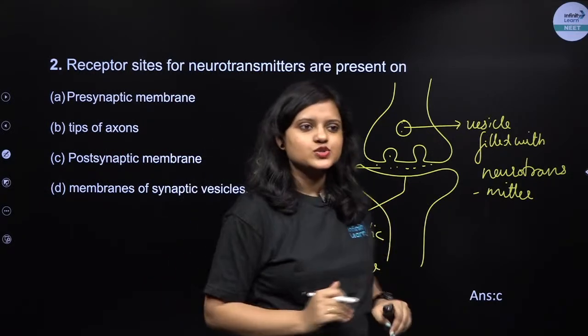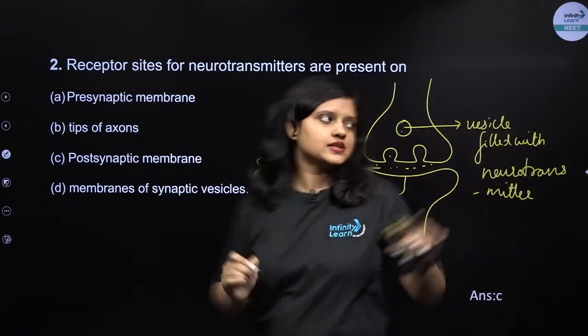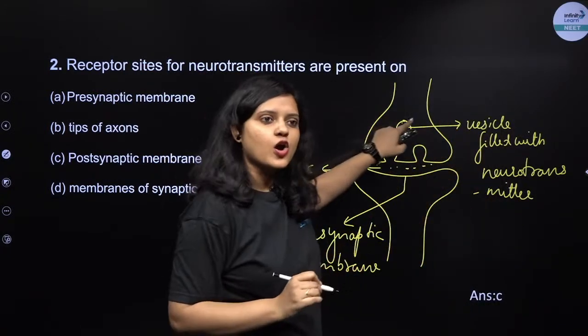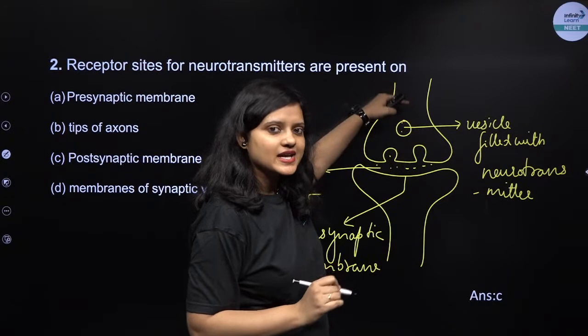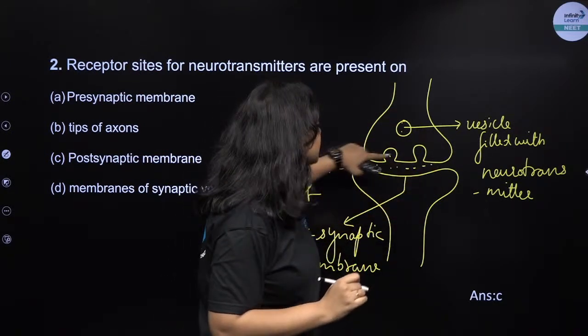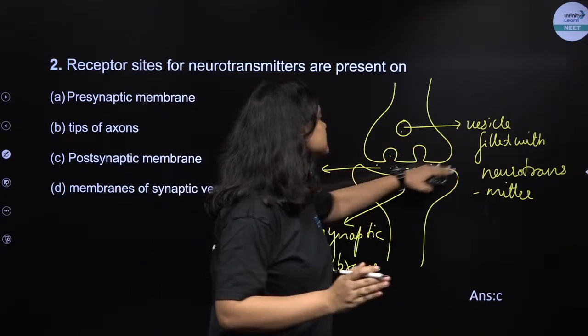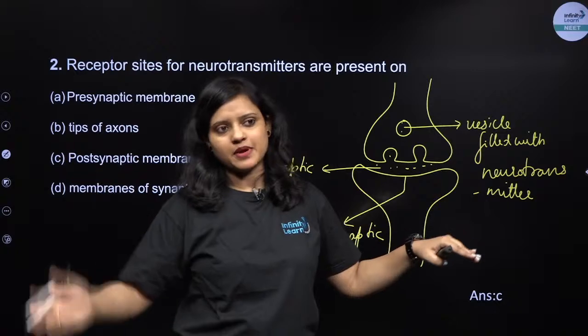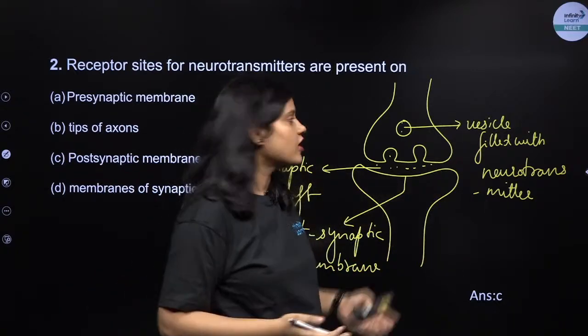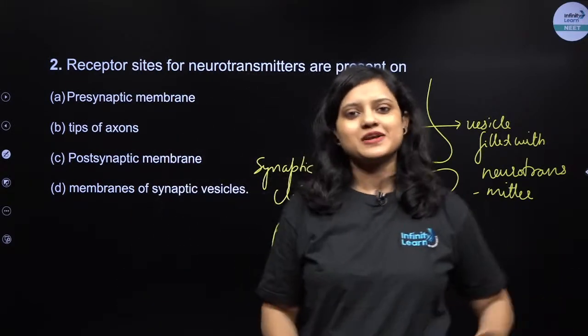Now remember, dear students. See, this is the presynaptic neuron before the synapse, and this one is the postsynaptic neuron. This membrane is known as the presynaptic membrane and this membrane is known as the postsynaptic membrane. So receptors for this neurotransmitter will be present in the postsynaptic membrane.